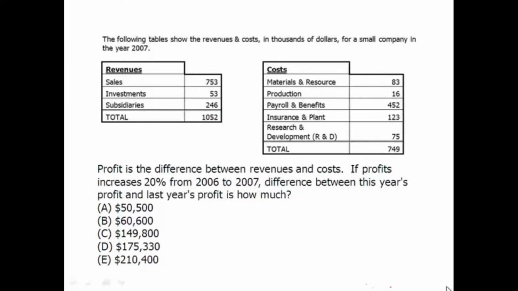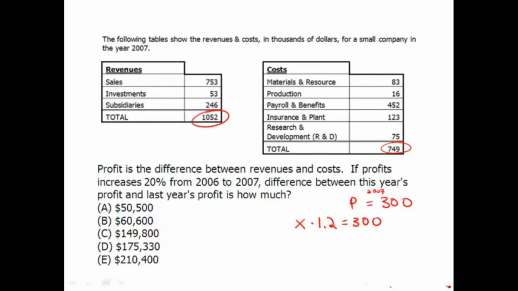Profit is the difference between revenue and cost. If profits increased 20% from 2006 to 2007, the difference between this year's profit and last year's profit is how much? So, first of all, the profit for this year, 2007, is this number minus this number. And I'm going to estimate that approximately 1050 minus 750. So we're going to say profit this year is about 300. This is the 2007 profit. So the 2006 profit would be increased by 20%. And when we increase it by 20%, or in other words, when we multiply by 1.2, it equals 300.